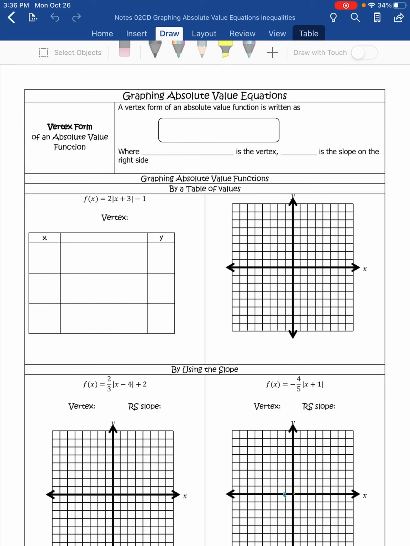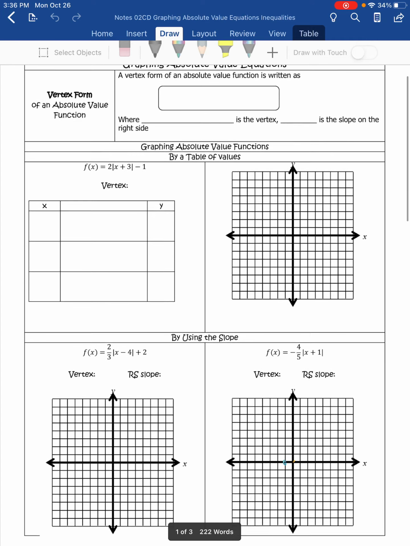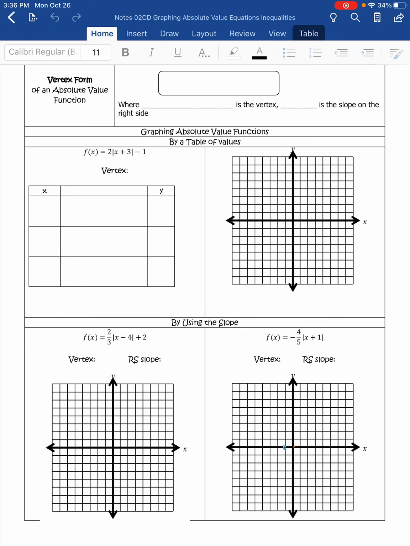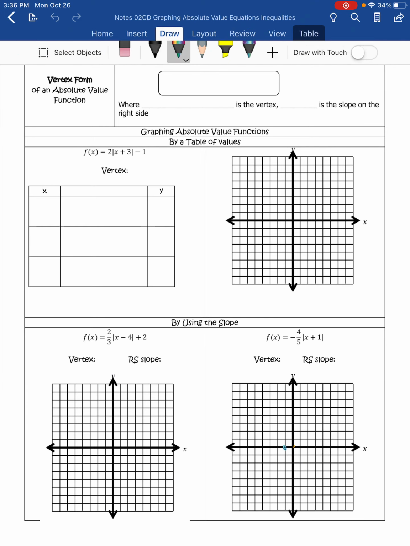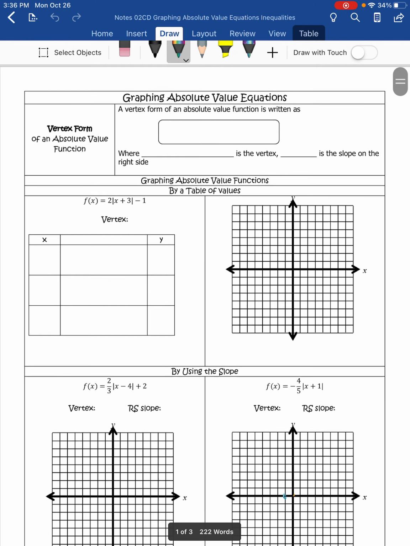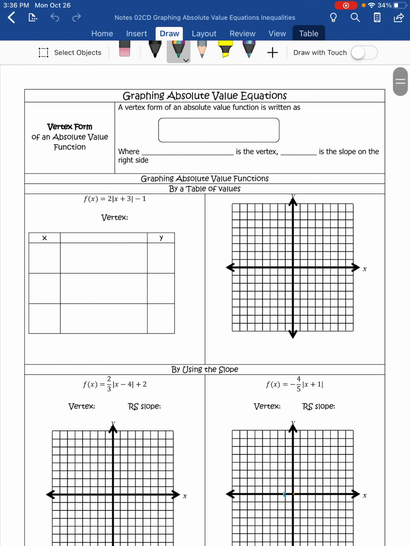Okay, we're going to be graphing absolute value equations. And so we're going to do this a little bit differently than we did at the beginning of the year. Not too much, but just a little bit differently, because we're going to look at the form, because each graph has kind of an easier way to graph that without doing a table of values or anything like that.